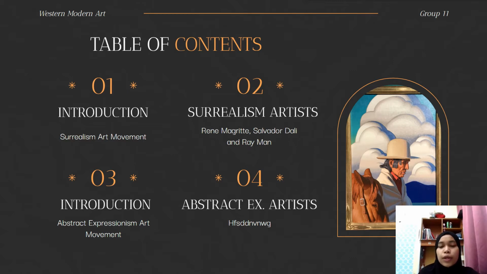The first one, we're going to present to you about the introduction of the surrealism art movement. The second one is about surrealism artists, which are René Magritte, Salvador Dali, and Raymond. Number three, we're going to present to you about the introduction of the abstract expressionism art movement. And the fourth one, we're going to present about examples of the abstract artists.